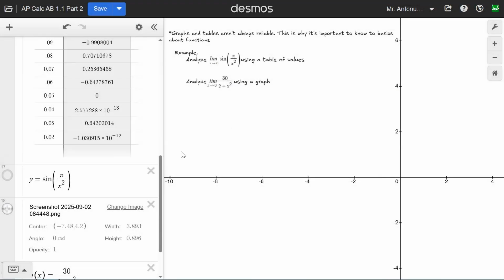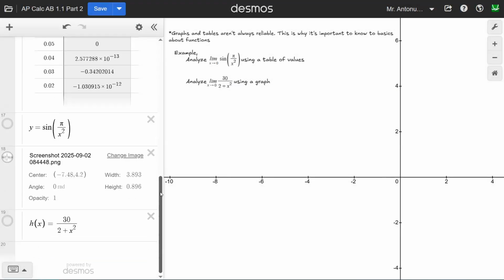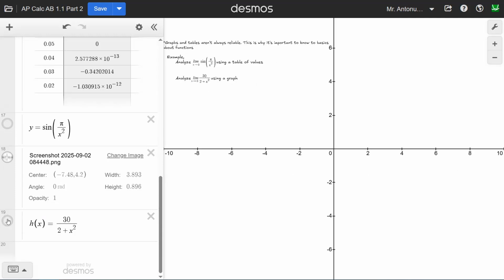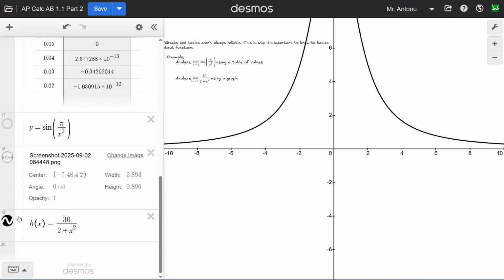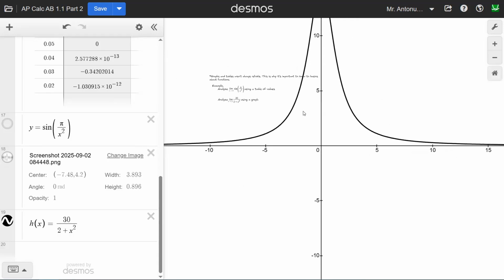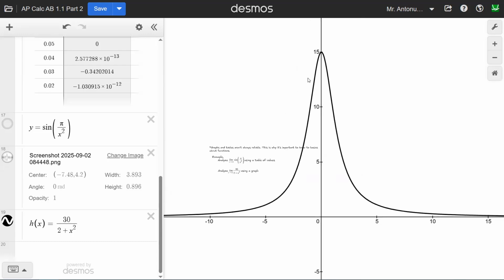Now, if we take a look at the limit as x approaches 0 of 30 over 2 plus x squared, I'll graph the function here. And based on what the graph looks like initially, it looks like the limit is undefined because as you approach 0 from the left, it looks like the y values increase without bound. The same thing from the right. However, if I zoom out a little bit, you can see that the function actually approaches 15.